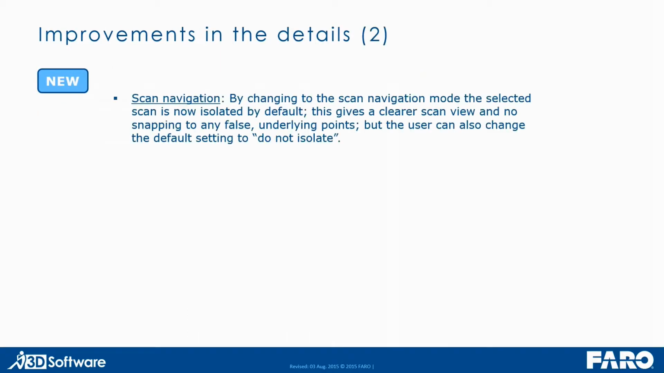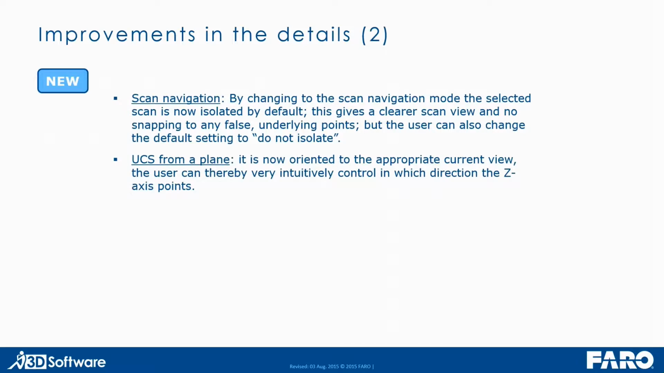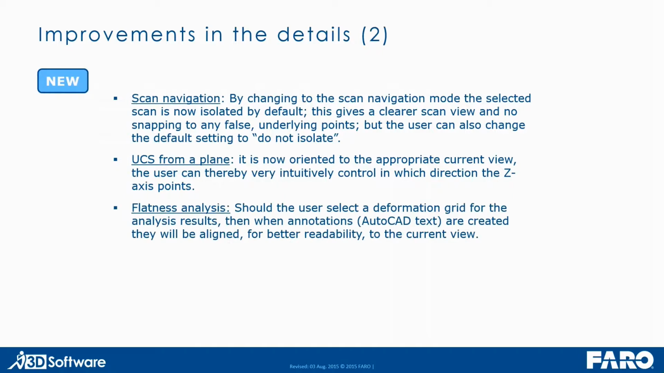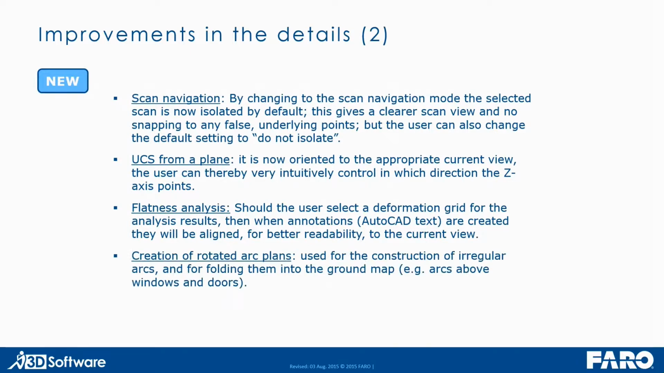Another minor improvement was done to scan navigation, so it's now automatically isolating the scans when switching to the scan navigation, so we really cannot snap any false points. I already mentioned that UCS from plane has been enhanced using the current view information. Flatness analysis also now uses the current view information for the alignment of the text of the deviation grid. And we added a new command for creation of rotated arc plans. That was also a user request.